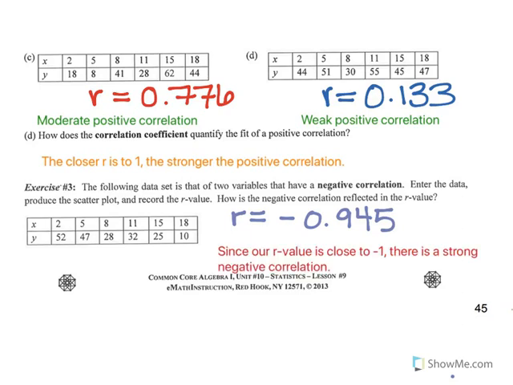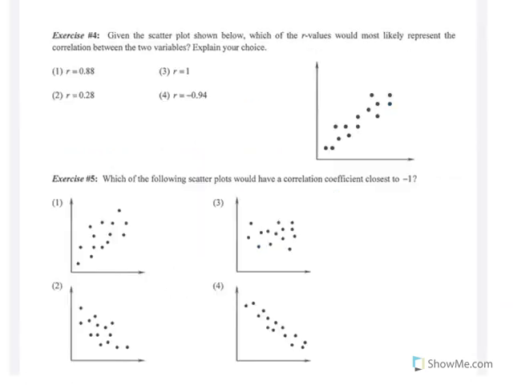And now we're flipping over to the next page of our notes. So exercise 4 says, given the scatter plot shown below, which of the R values would most likely represent the correlation between the 2 variables? Explain your choice. So after you choose which of those 4 options would be the best R value to represent the data, you then have to explain your choice as to how you know.